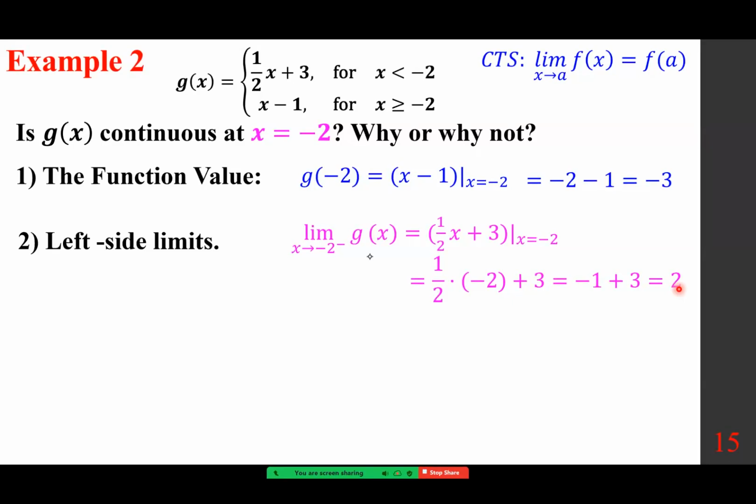We're going to do the same thing, but this time -2 from the right. -2 from the right means larger than -2. That means this branch, we are going to use this one.